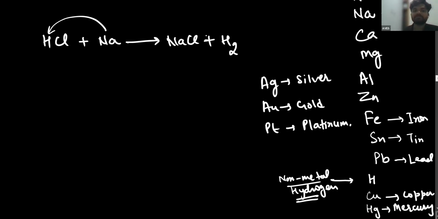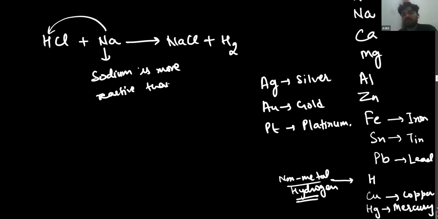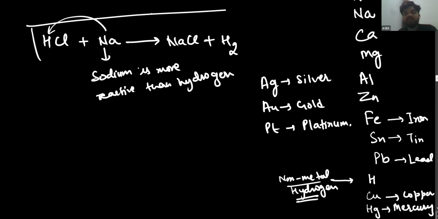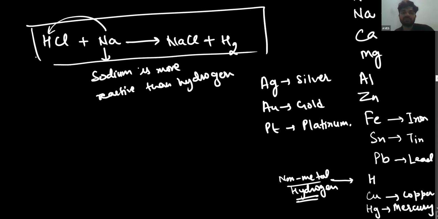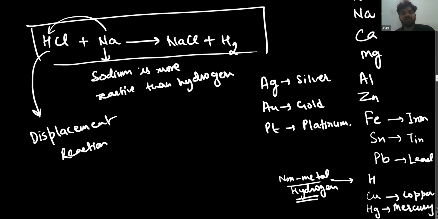Why is it displacing? Because sodium is more reactive than hydrogen. If I ask you which type of reaction it is, combination, displacement or double displacement, which you have studied in the first chapter, this is a displacement reaction in which a more reactive metal, sodium, displaces hydrogen from acids. Got it, dear students?